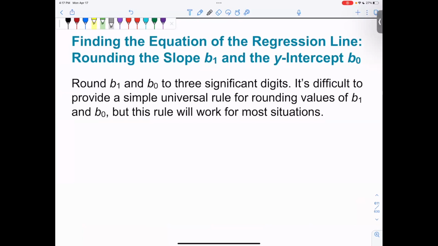When you find B1 and B2, round them up to 3 digits, okay?